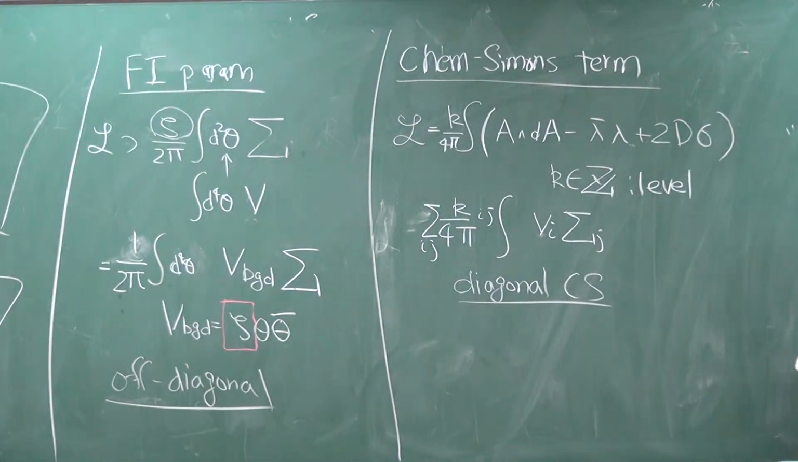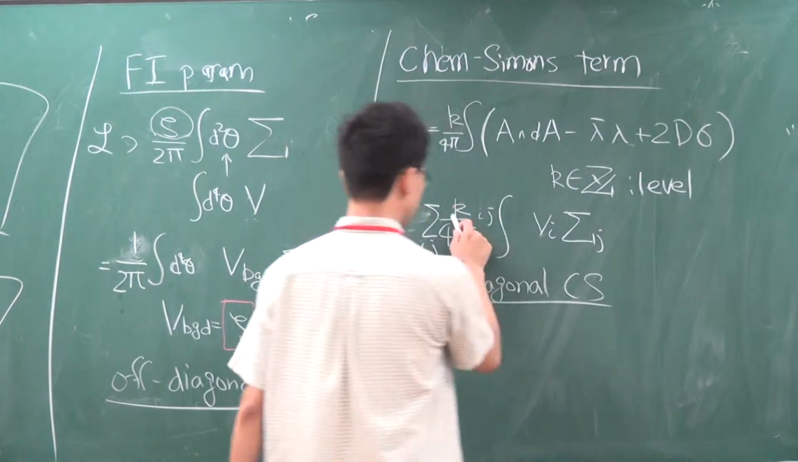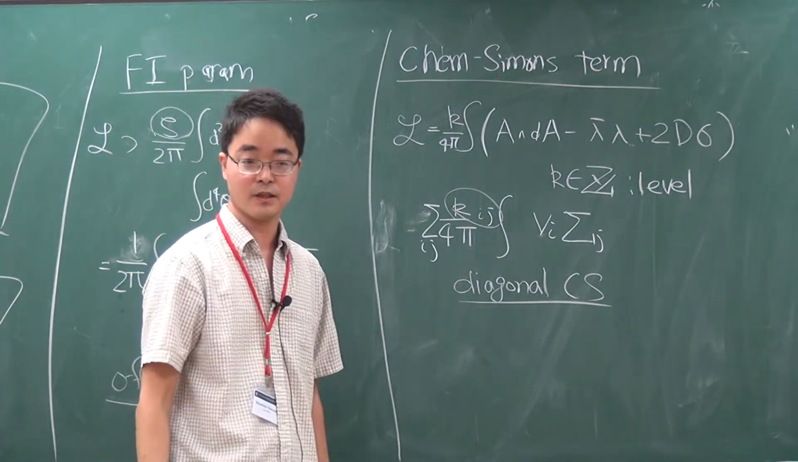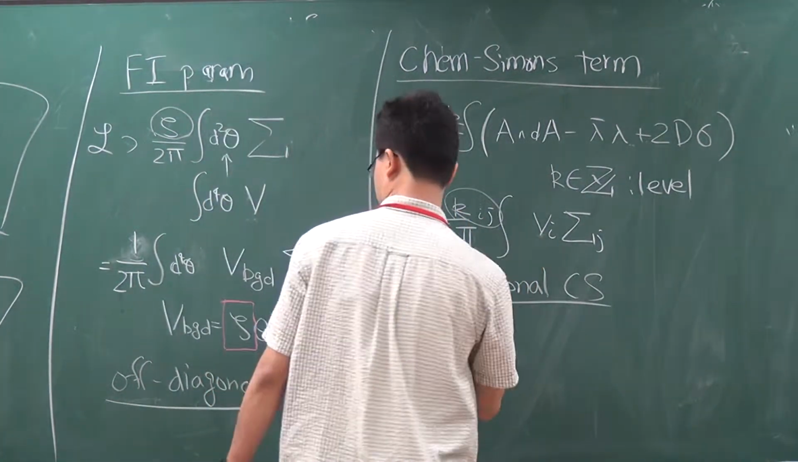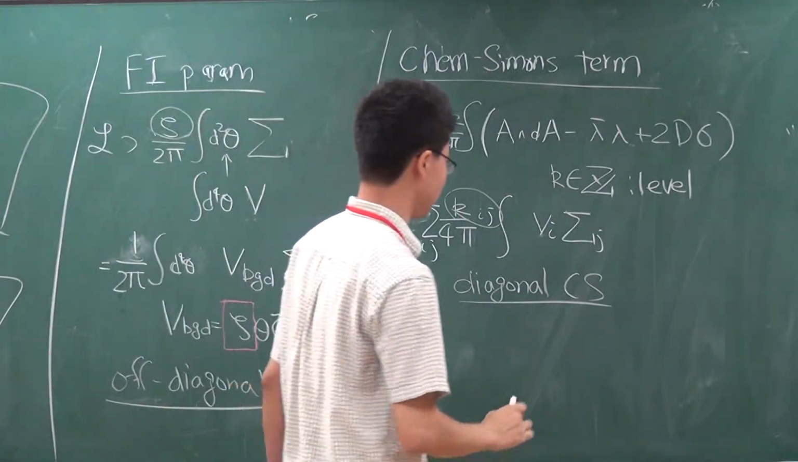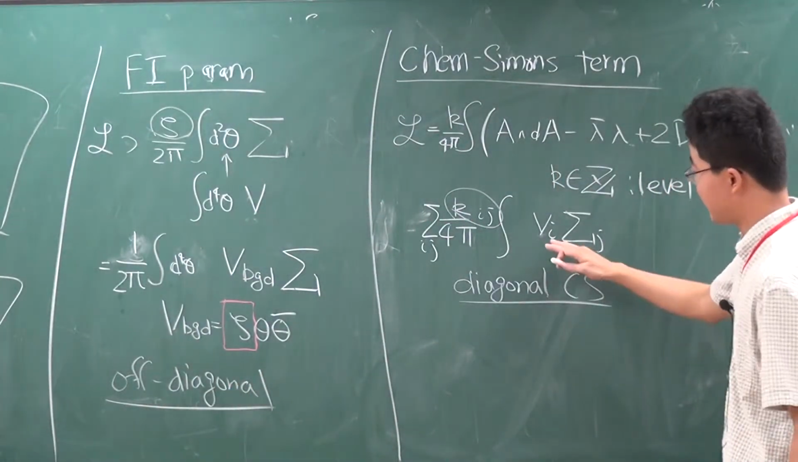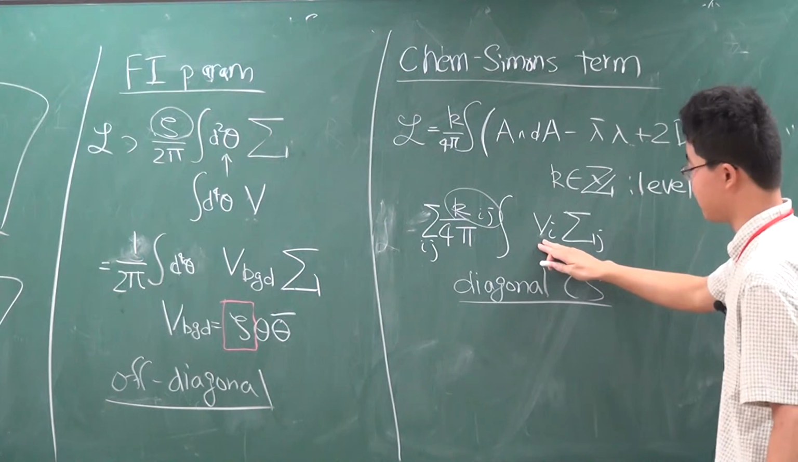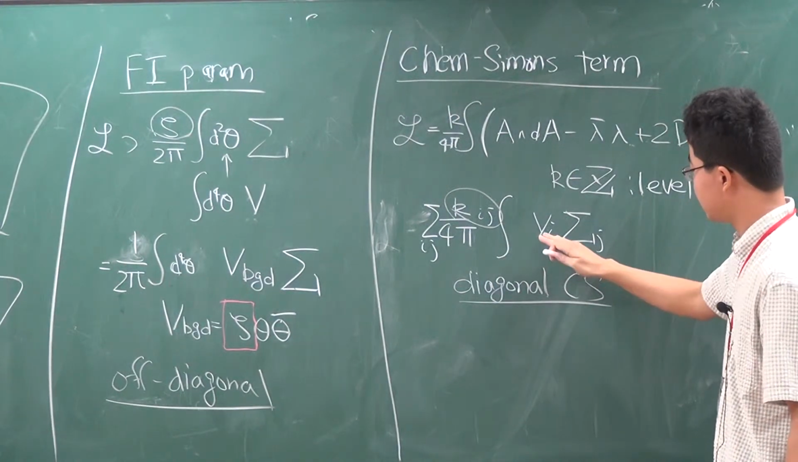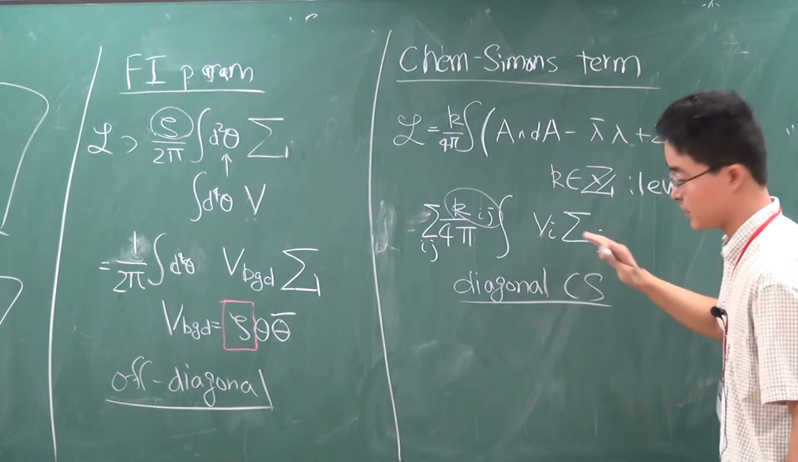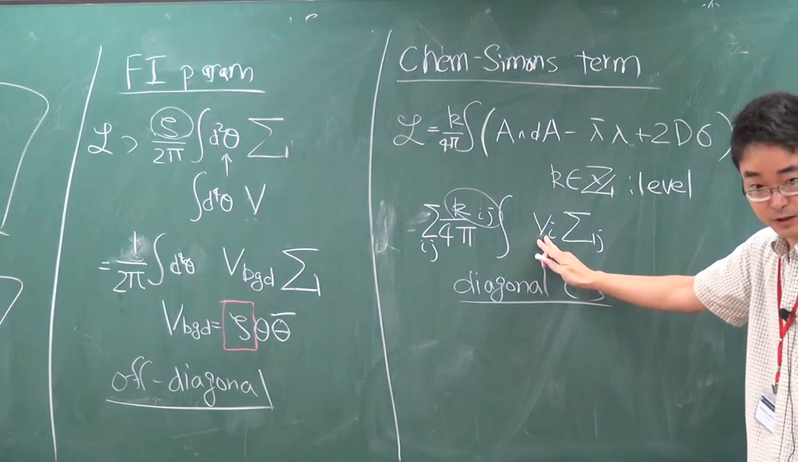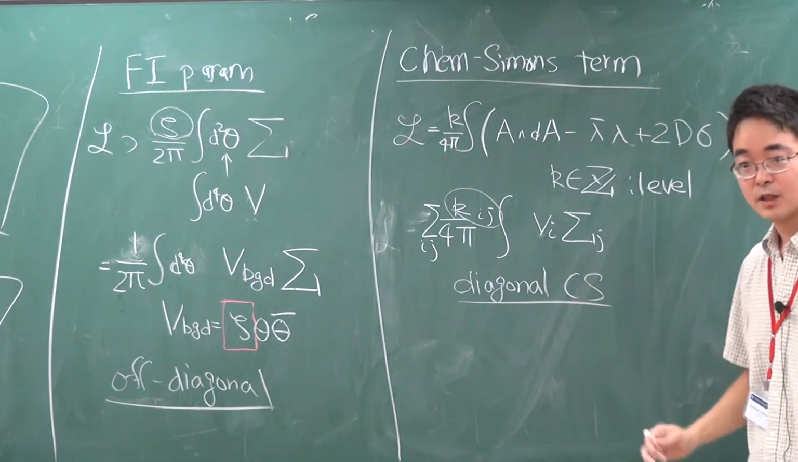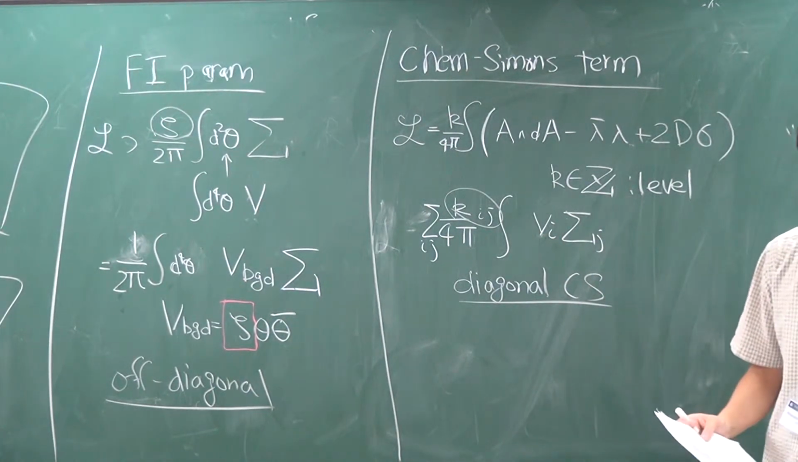Why is it off-diagonal? It's off-diagonal with respect to this matrix K_ij. Maybe I should have said what I mean by this. I said it very schematically, but that is, in fact, a good point. So V1 to Vn, so there are many U(1) symmetries. But suppose that part of it is gauge symmetry.